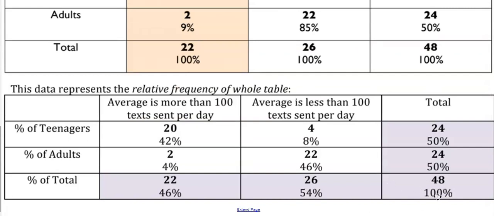So the 100% is taken here. So what this tells us is out of everybody surveyed, 42% of the people surveyed were teenagers and they send more than 100 texts per day.